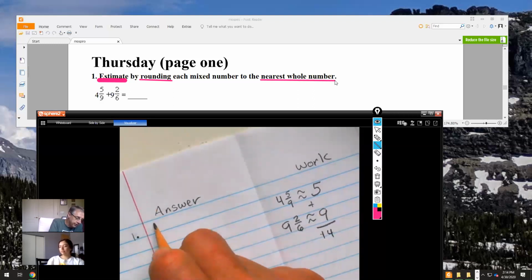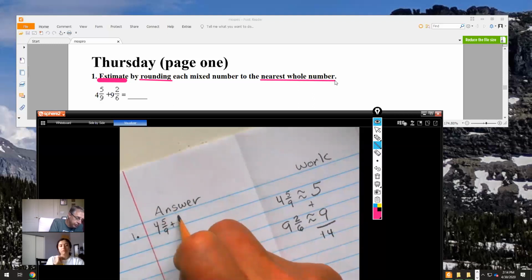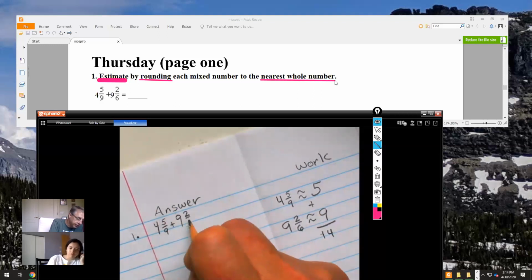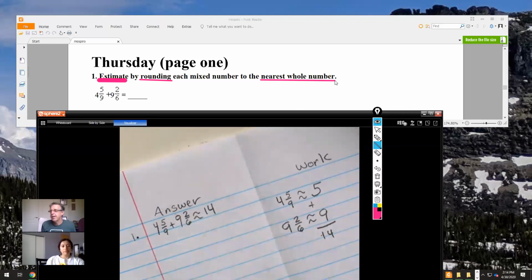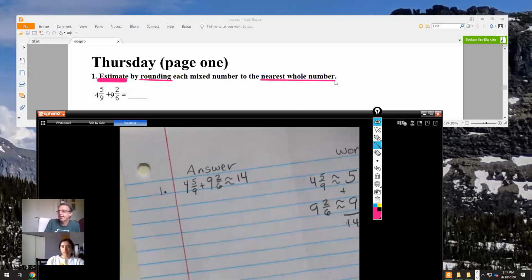So I just write that in here. 4 5/9 and 9 and 2/6 is wavy equal sign 14, or about equal to. Now, if you're that kid who did not round it and you added this up, the number monkey's going to make a call. And otherwise, you're good to go. Let's move on down.